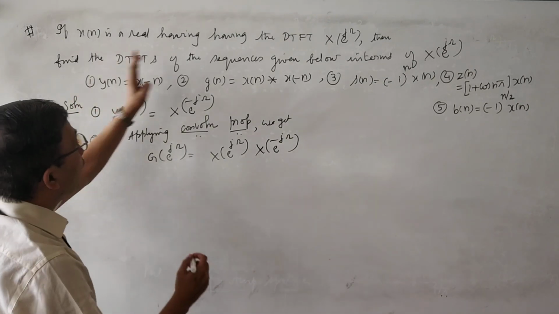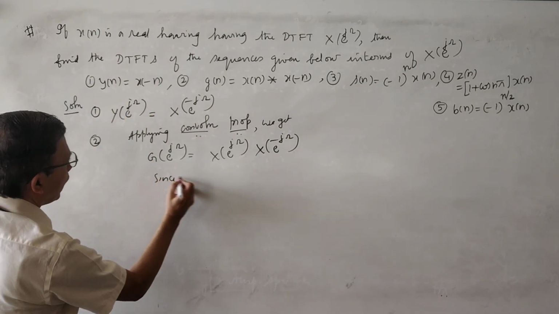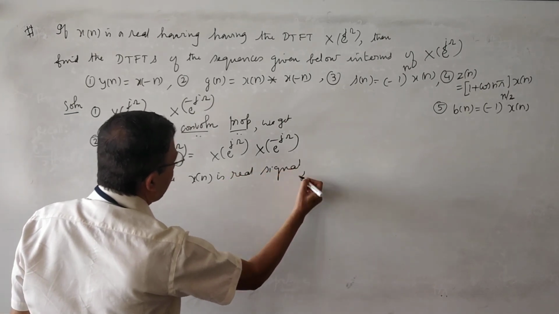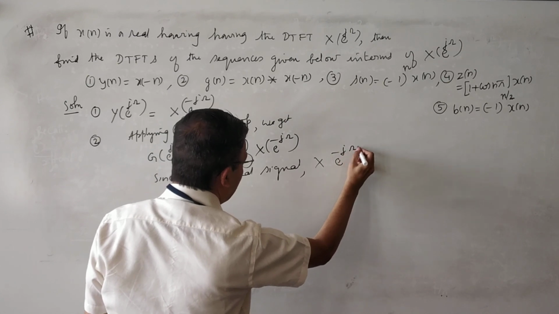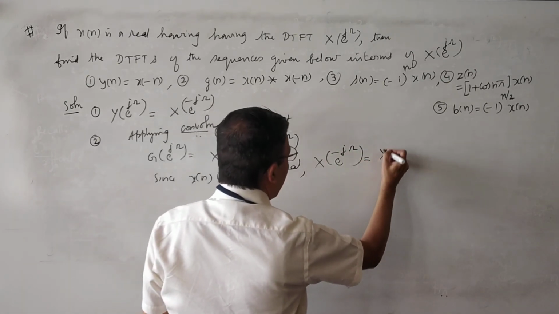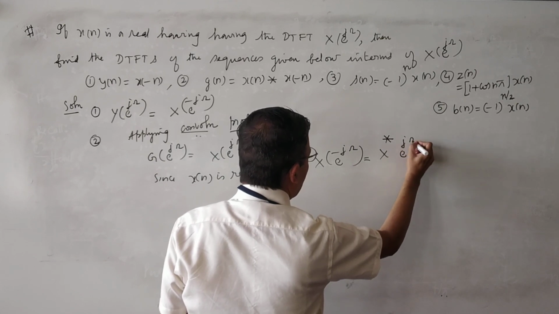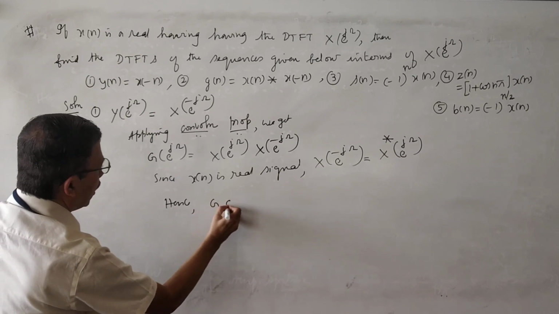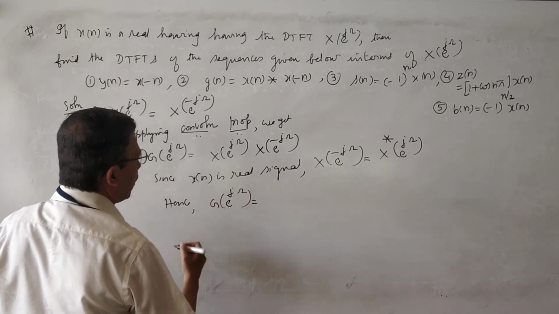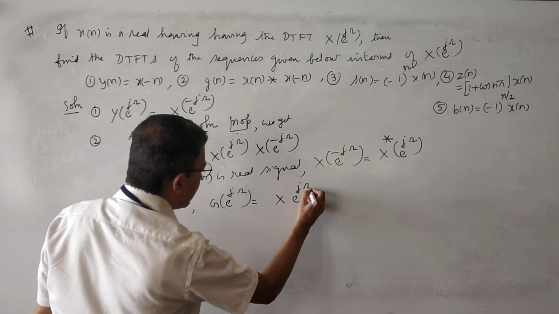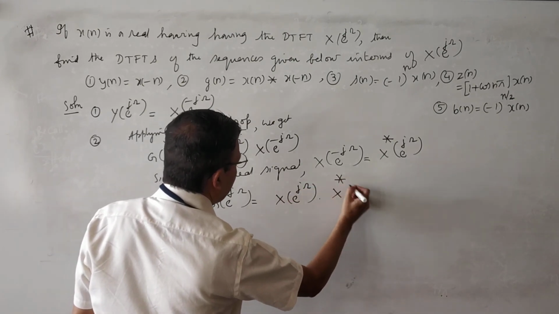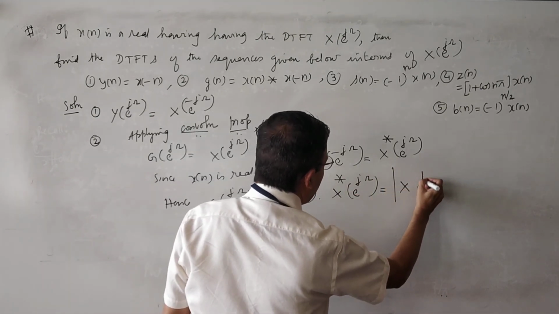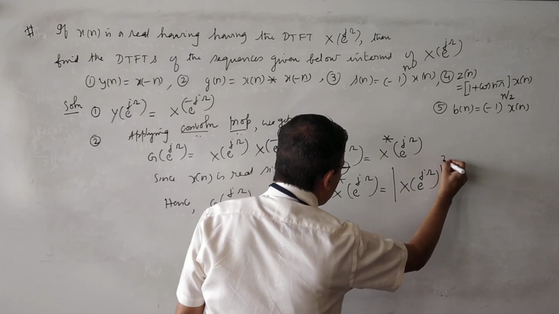Since x of n is a real signal, X of e power minus j omega is equal to X conjugate of e power j omega. Hence, G of e power j omega is equal to X of e power j omega into X conjugate of e power j omega, which equals modulus of X of e power j omega whole square.